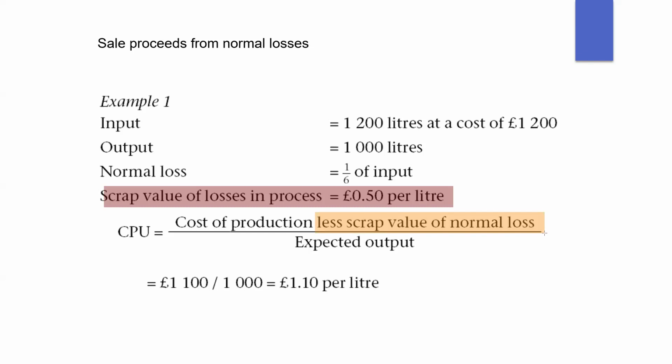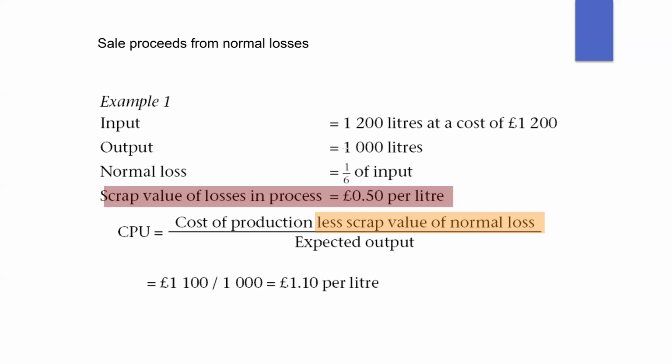You can remember that we have earned a particular value as the cost of production. From that value, now we are going to deduct the scrap value. So let's see how we are going to calculate it. Here, the output is 1000 liters. Now let's see how we are going to do it.